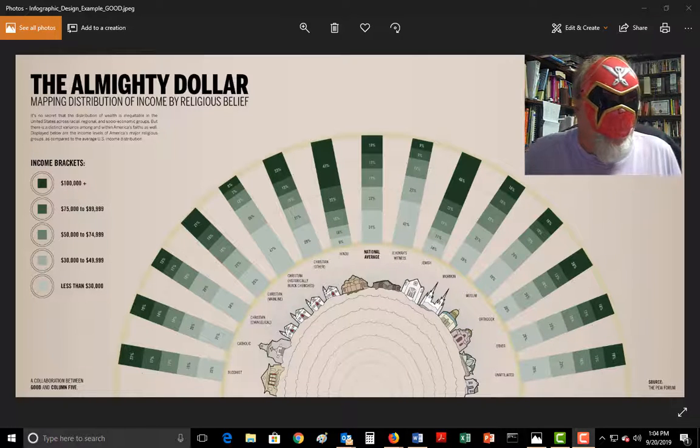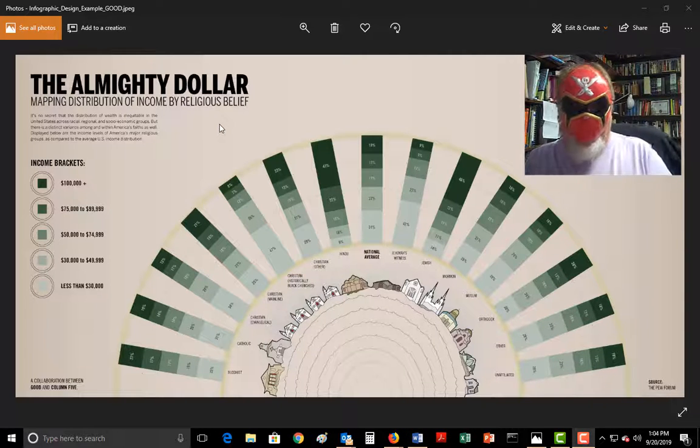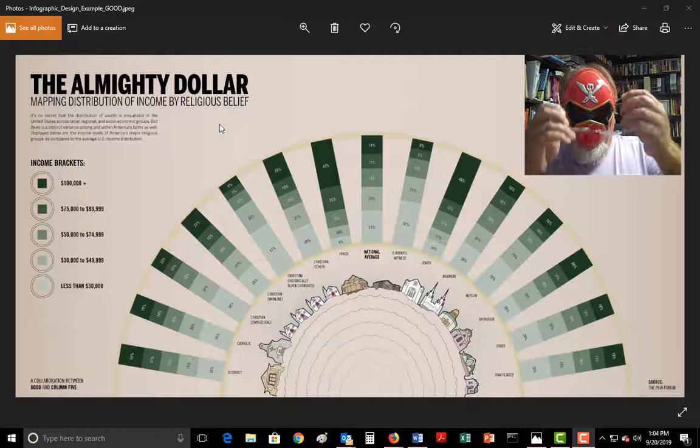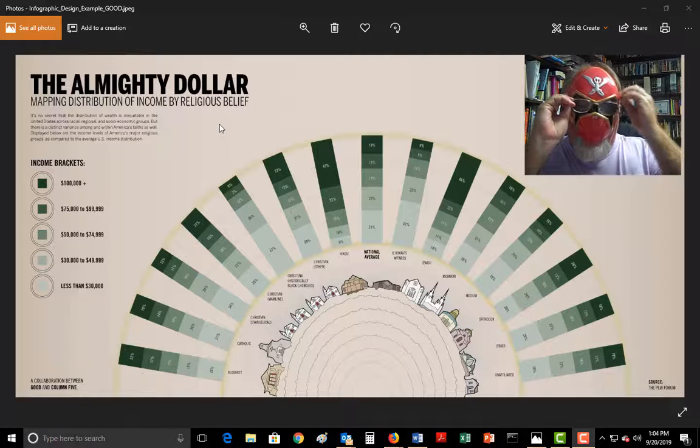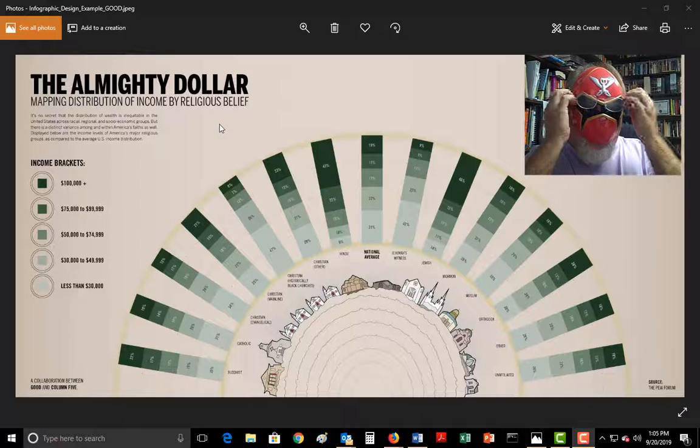What we have here is what's called an infographic. And if you look at it, it's interesting because it shows the connection in the United States between wealth and income. And I just mentioned this. I need to put some glasses on because even the Power Ranger can have limited vision as well. So we'll get these on.